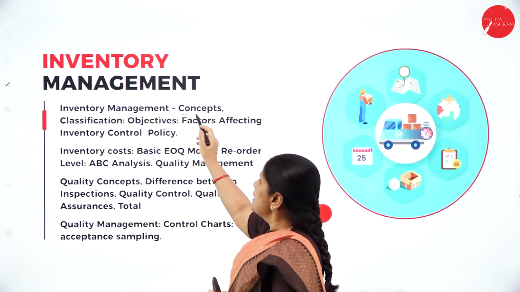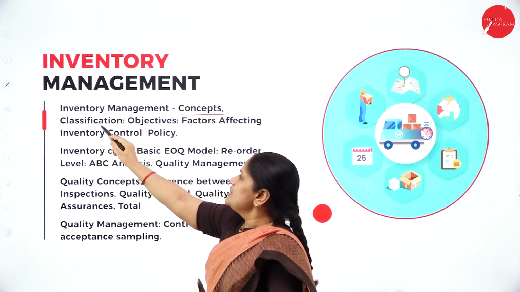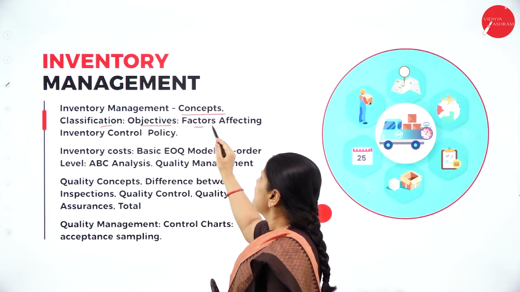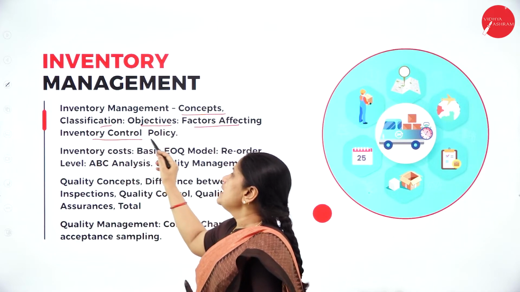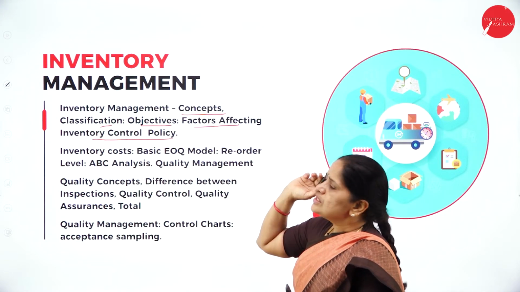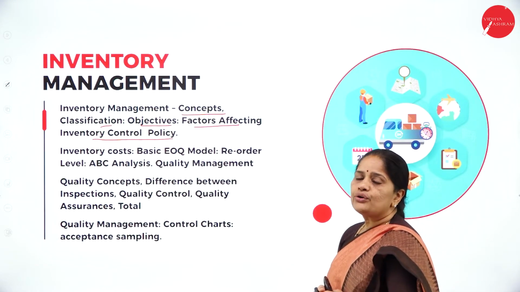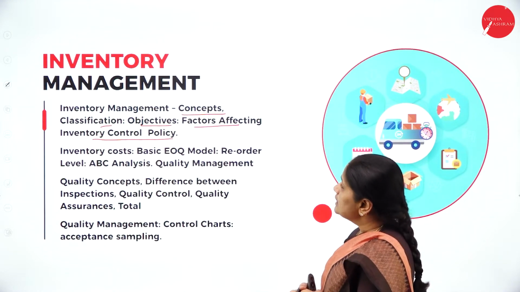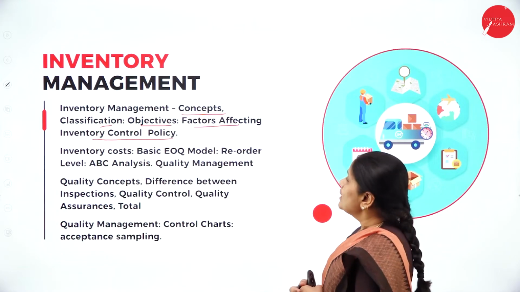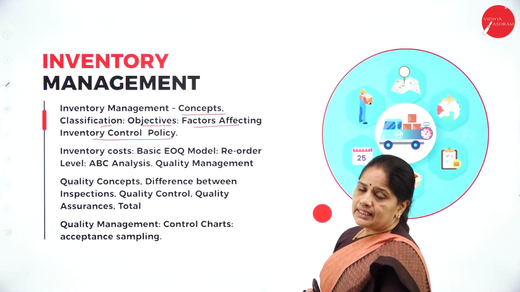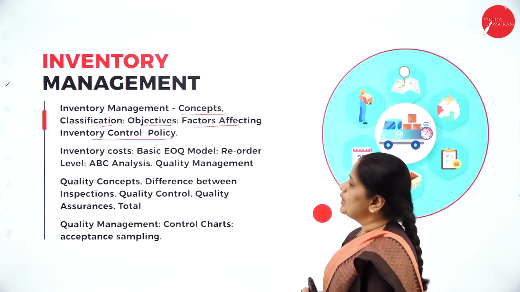So the concepts, the classification, objectives, factors affecting inventory control policy. So what are the various concepts of inventory management? Then how do you classify them? What are the various objectives? And what are the various factors affecting the inventory control policy?